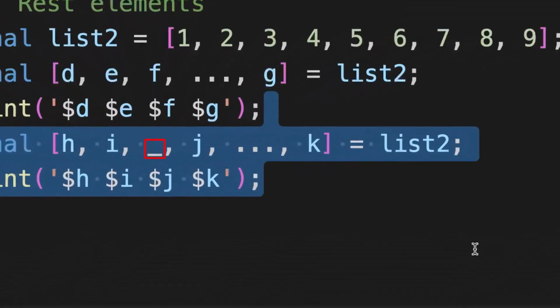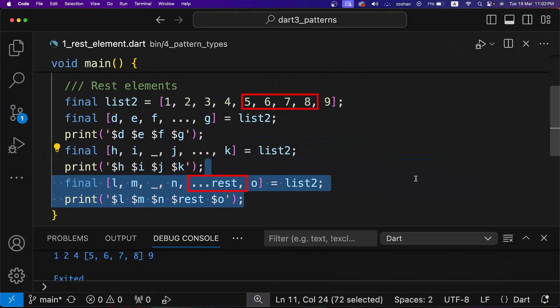This underscore symbol is a wildcard that doesn't assign to any variable. It's useful as a placeholder in places where we need a subpattern in order to destructure later positional values. Here, the third element is skipped using a wildcard, and we are assigning the fourth element to J and the last element to K. Next, 3 dots with a rest variable is used to collect all numbers which don't match the other subpatterns. A rest element collects elements that don't match the other subpatterns in the list into a new list like this.